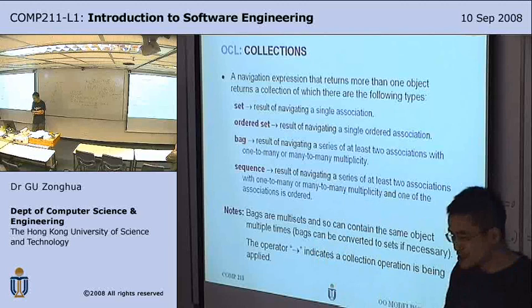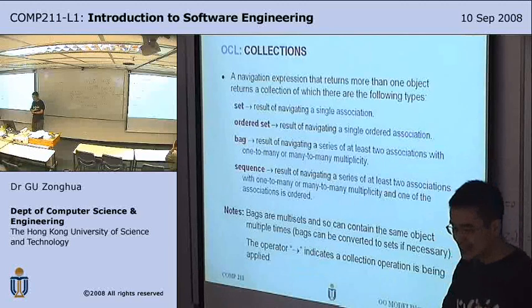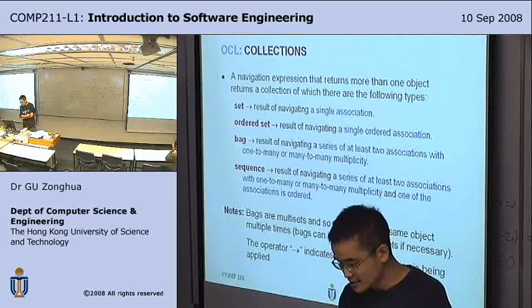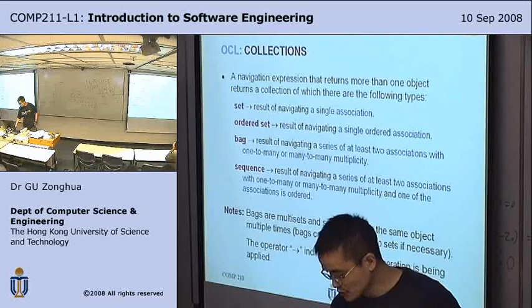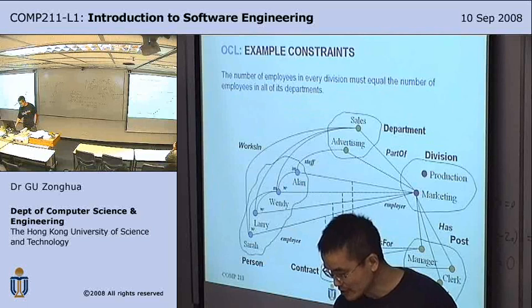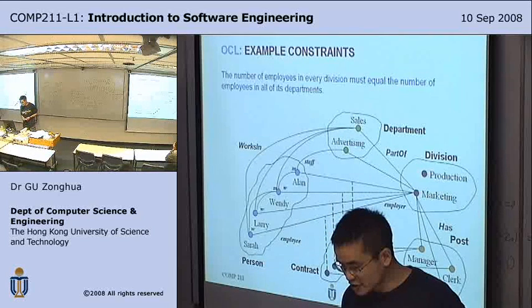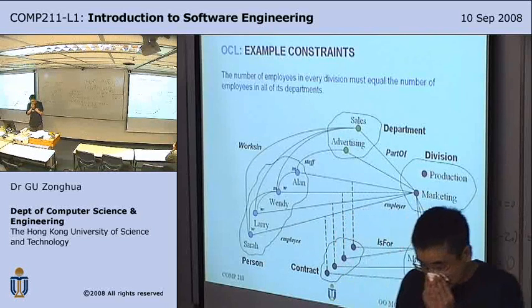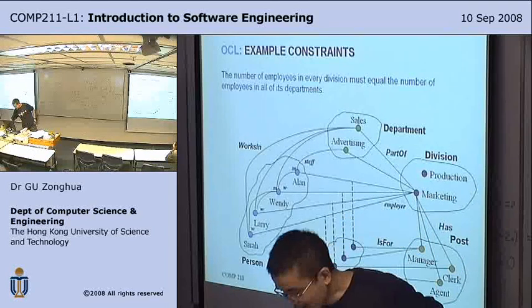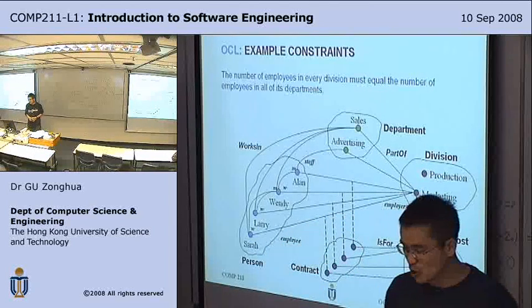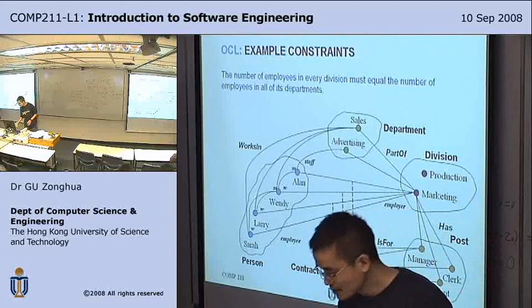So this arrow operator indicates that a collection operation is being applied. That is, you are returning a collection. We'll show some examples. Here's one example constraint: the number of employees in every division must be equal to the number of employees in all of its departments.